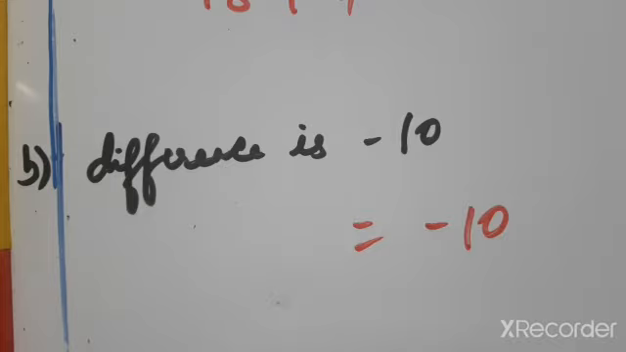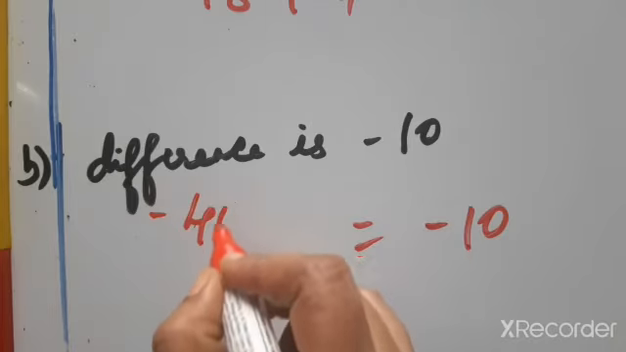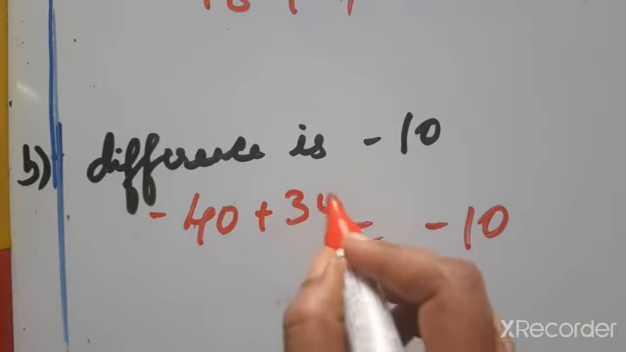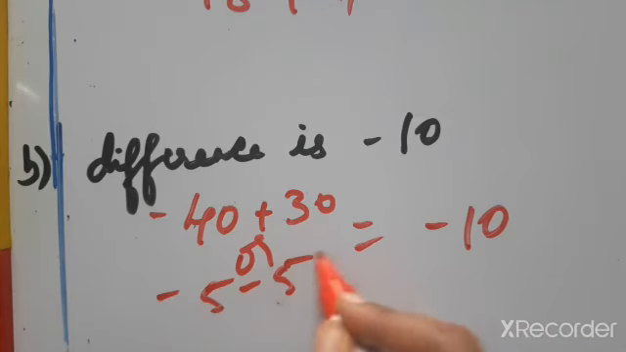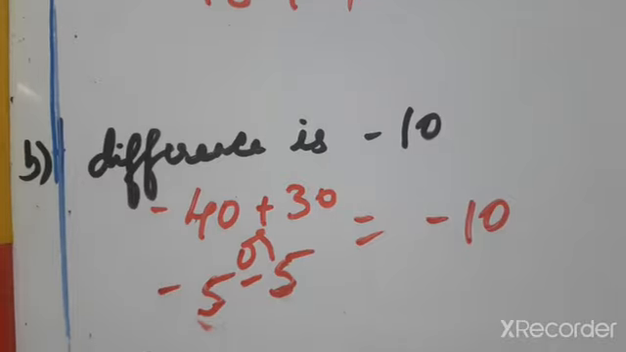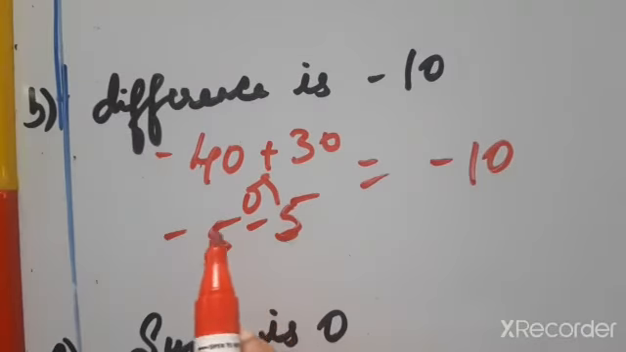Okay, minus 40 plus 30. One pair could be minus 40 plus 30, which is minus 10. Minus 5 minus 5 also gives minus 10. So you get different answers, or minus 6 minus 4, minus 7 minus 3. A pair could be minus 40 plus 30 or minus 5 minus 5, any one you can write here.